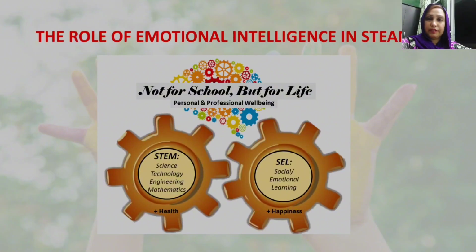So in my previous slide, I have explained to you about emotional intelligence and the 4 competencies necessary for emotional intelligence. Now, in this slide, we are going to look into the role of emotional intelligence in STEAM.